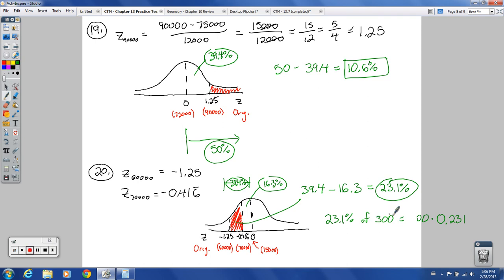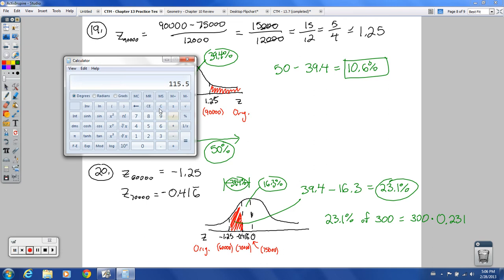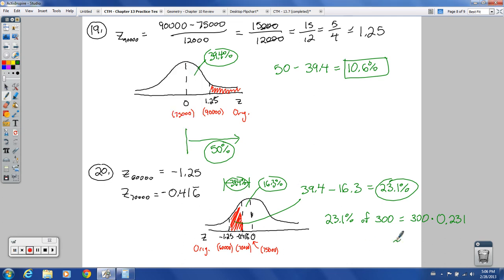So 23.1% of that. Let's try that again. So 0.231 times 300, not 500. There we go. That's more what I was expecting. So that's 69.3, approximately 69 cars then, if we're going to round that off to the nearest whole car. That'll do it for us.